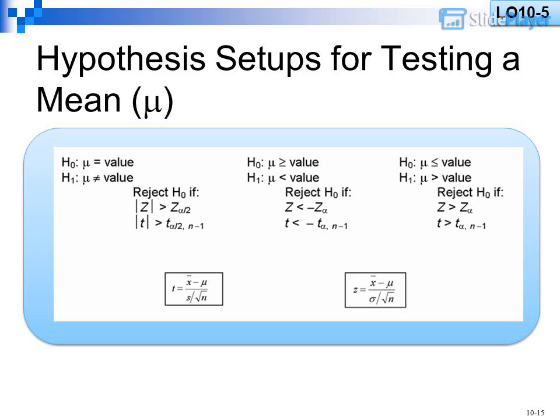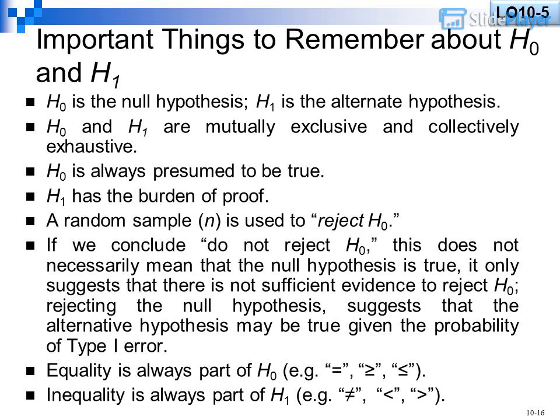Important things to remember about H0 and H1. H0 is the null hypothesis, H1 is the alternate hypothesis. H0 and H1 are mutually exclusive and collectively exhaustive.